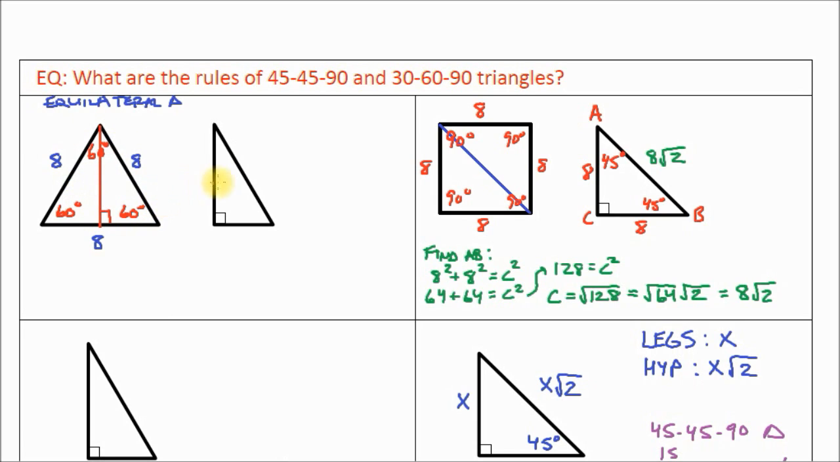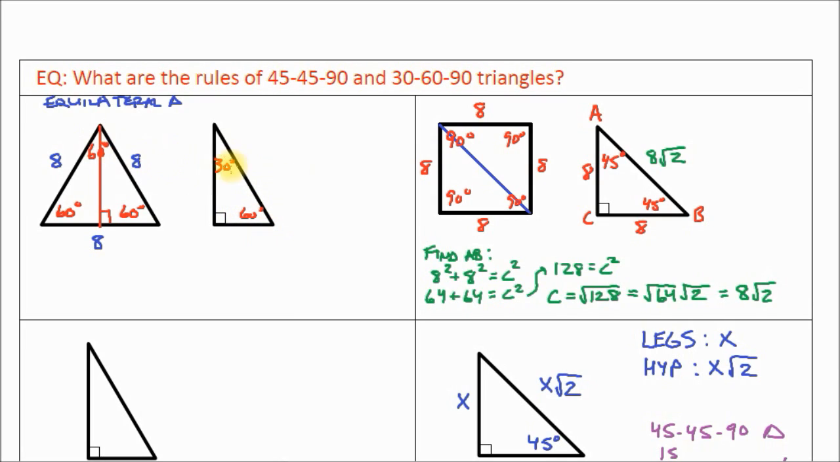When we did this, we actually created a 30-60-90 triangle. This angle right here is 90 degrees. This angle is 60 degrees, just like it was in the equilateral triangle, and this angle is half of 60 because we are bisecting this angle. So that is 30 degrees. So here's where we get a 30-60-90 triangle.